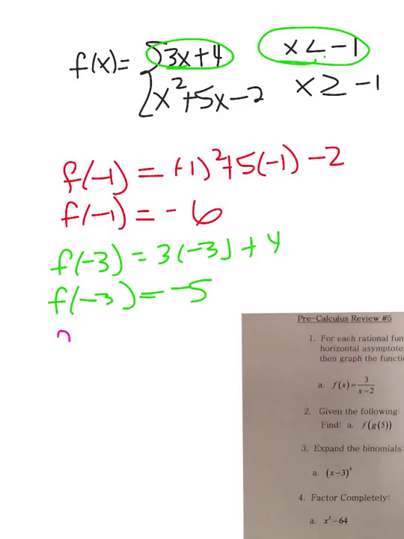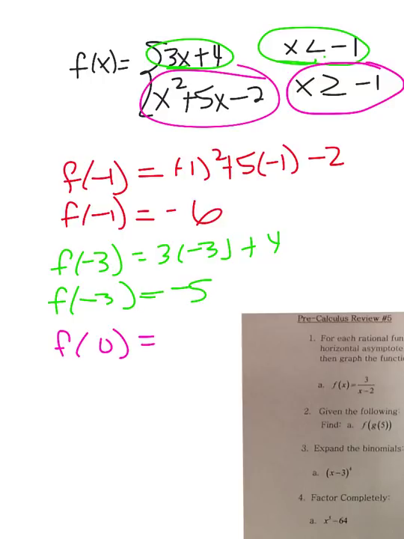Okay, next one. F of 0. So 0 is greater than -1. So I have to plug it into the bottom one. So it's 0 squared plus 5 times 0 minus 2. So f of 0 is equal to -2.